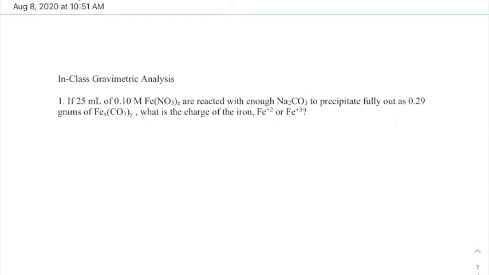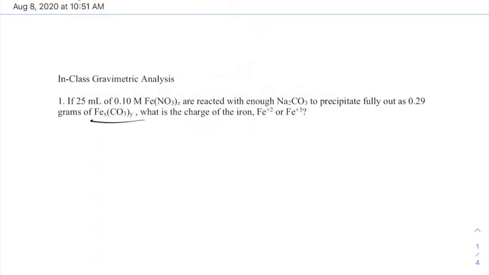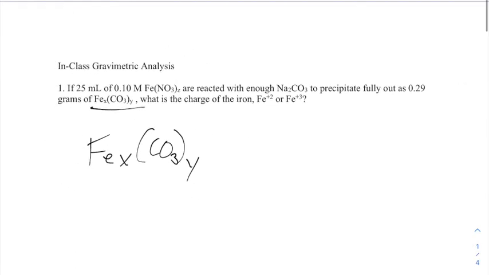So what we are trying to do here is precipitate out iron carbonate. And according to this it is FeX and CO3, I don't know what it is actually. CO3Y, I should say. So it's FeX and then CO3Y. Remember what we want here is the moles of that, the moles of that.